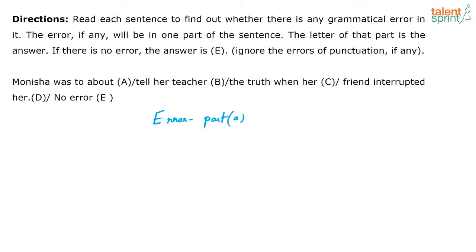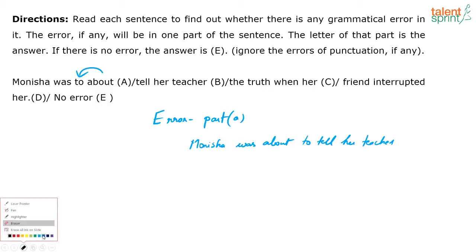If I interchange, Monisha was about to do something. What is that? To tell her teacher, right? So all I have to do is just interchange this, so about comes before to and not the other way around. So Monisha was about, and if the sentence construction is like that, someone was about to do something, and in our context it is, she wanted to tell her teacher the truth when her friend interrupted her at that time. So this is an error pertaining to word order.